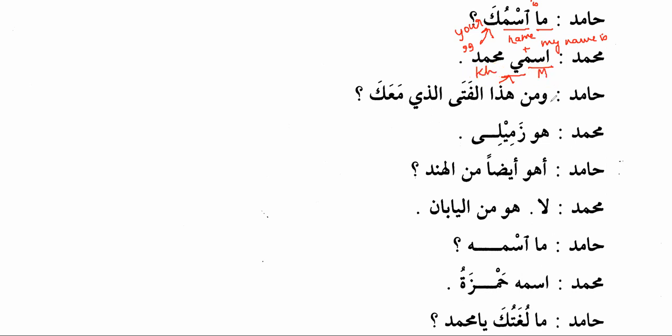And one may ask, there is no Al here. As you know, whenever a noun is attached with a damir, it becomes marifa. So that's why there is no al here, and mubtada is always marifa. So this ismi is already a marifa noun. So mubtada and khabar. Hamid says, wa man hadhal fata.